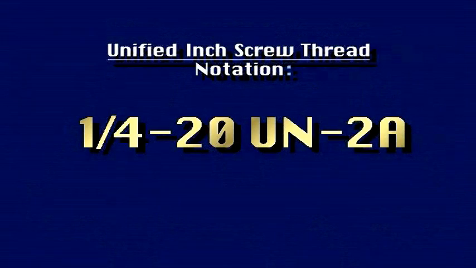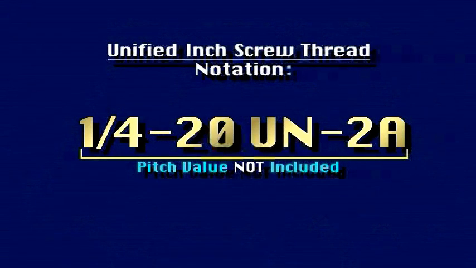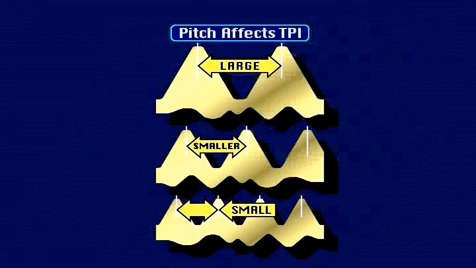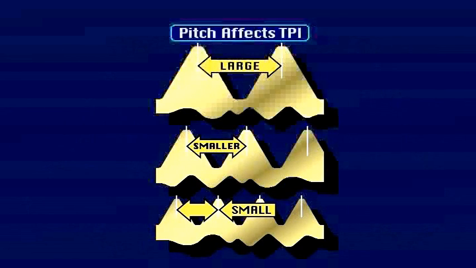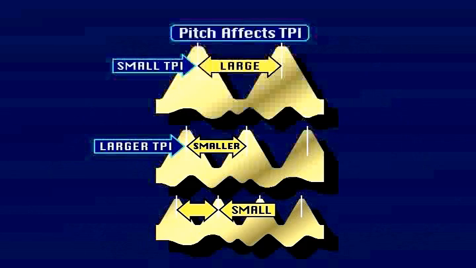Notice that the pitch value is not included in the standard notation for inch threads, and is therefore not a value that will be directly measured on a threaded feature. However, the pitch of a thread directly affects the TPI of a thread. For example, as the pitch gets larger, the TPI gets smaller. Therefore, the pitch is indirectly measured by measuring the TPI.